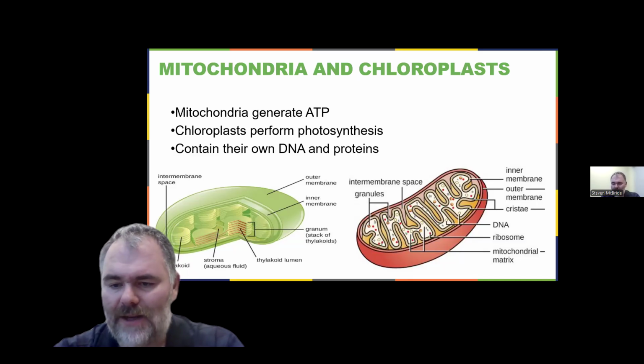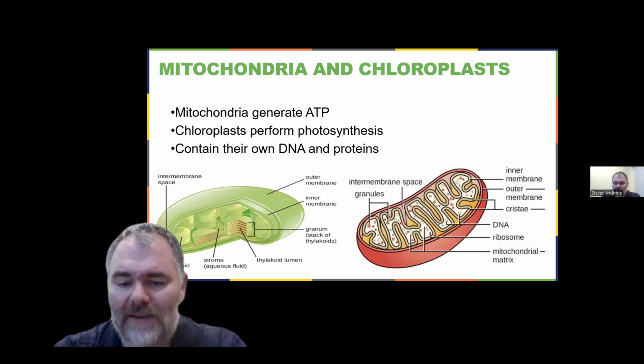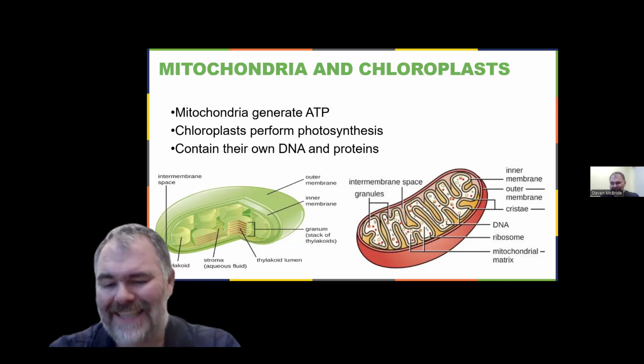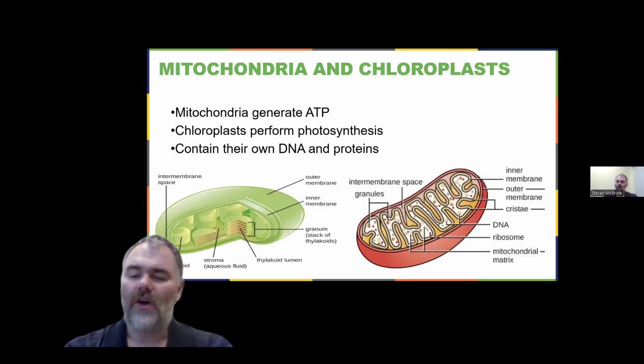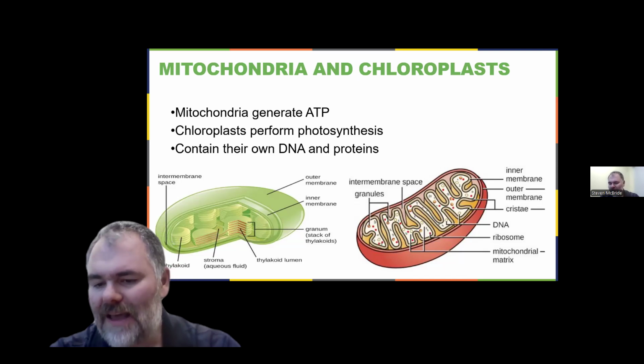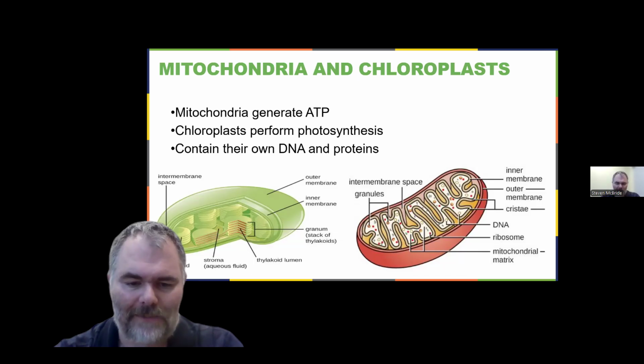This has led to the endosymbiotic theory, which proposes that these organelles originally evolved from free-living prokaryotic cells that formed symbiotic relationships with ancient eukaryotic cells. So although mitochondria and chloroplasts are now organelles within eukaryotic cells, they still retain some characteristics of their bacterial ancestry.